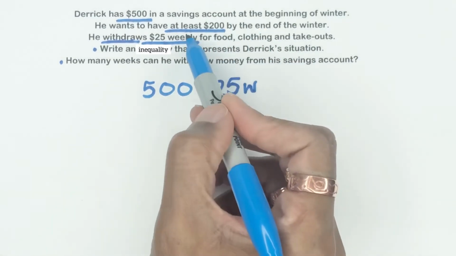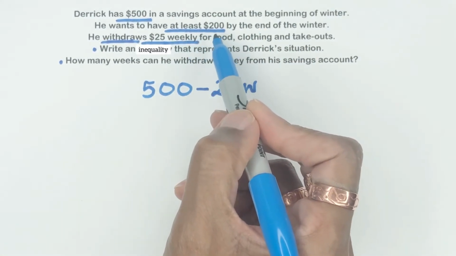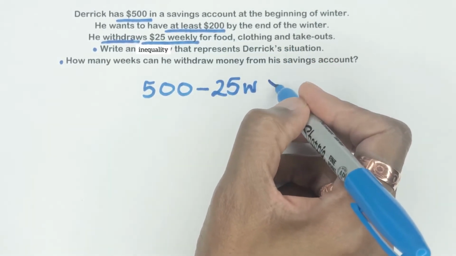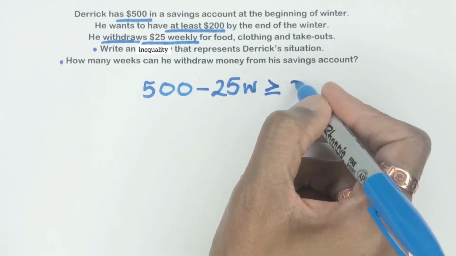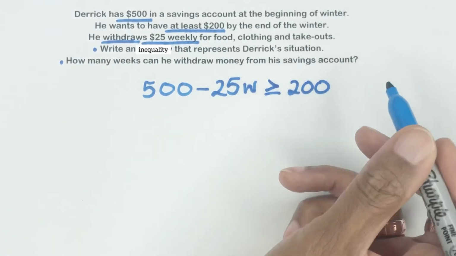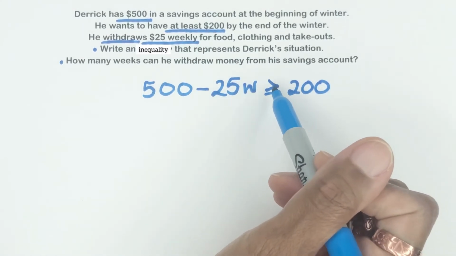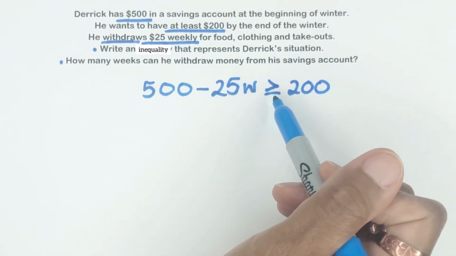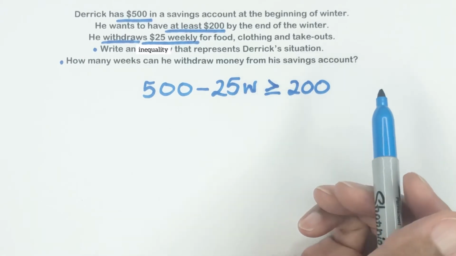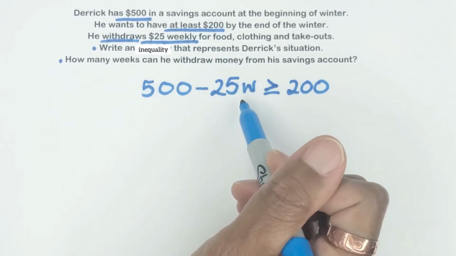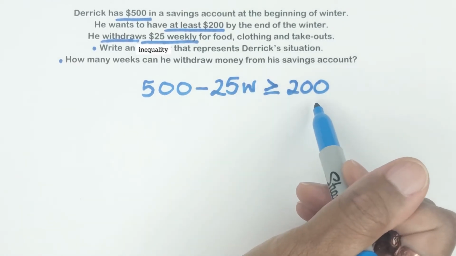All right. And then at least 200 would be more than or equal to 200. So when you're solving an inequality, this represents like an equal sign, right? So then how would we solve this? So we're saying 500 minus 25W is more than or equal to 200.